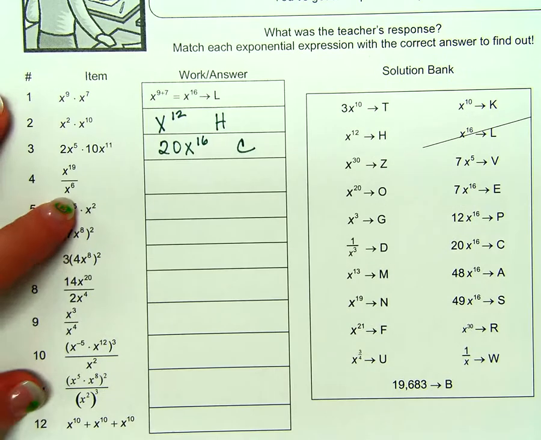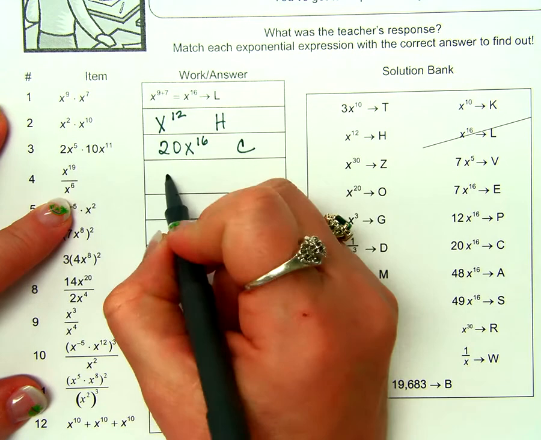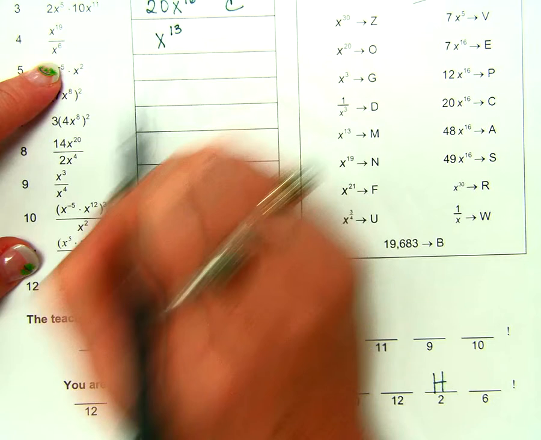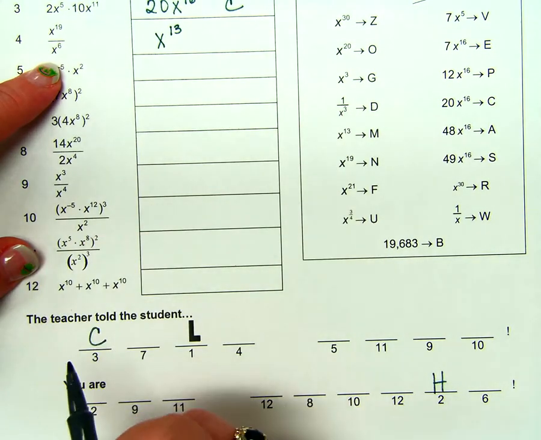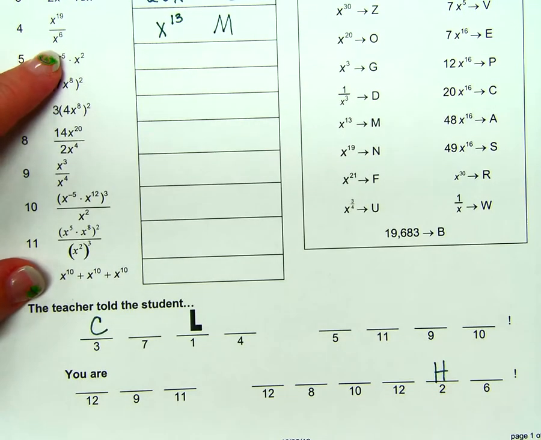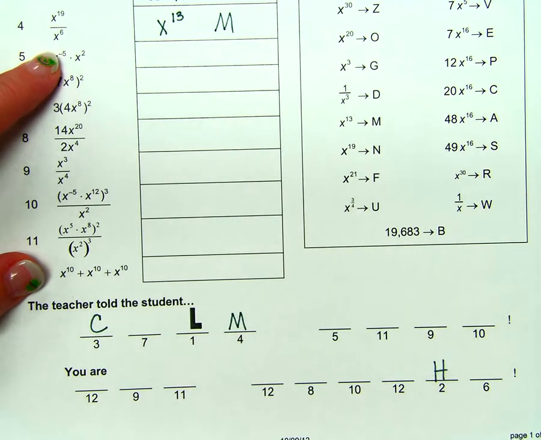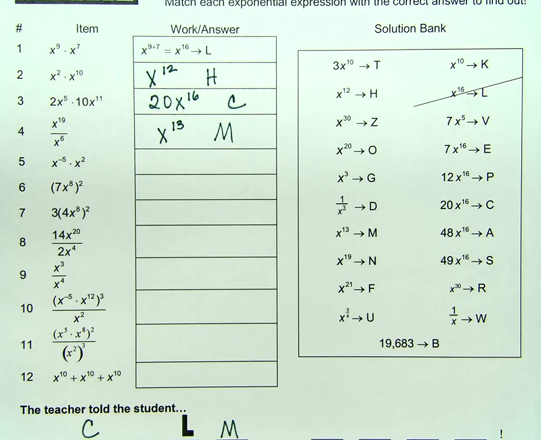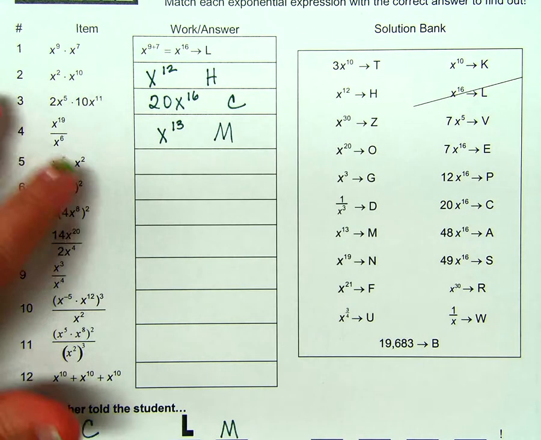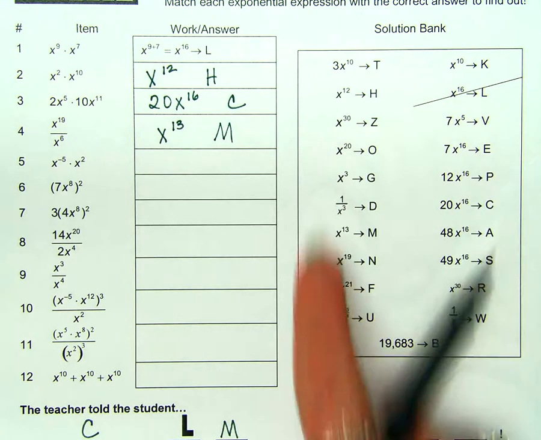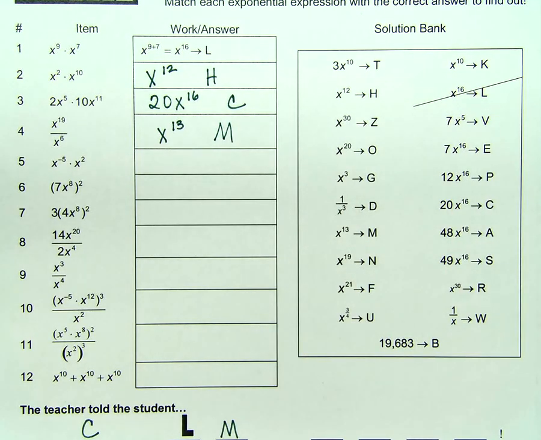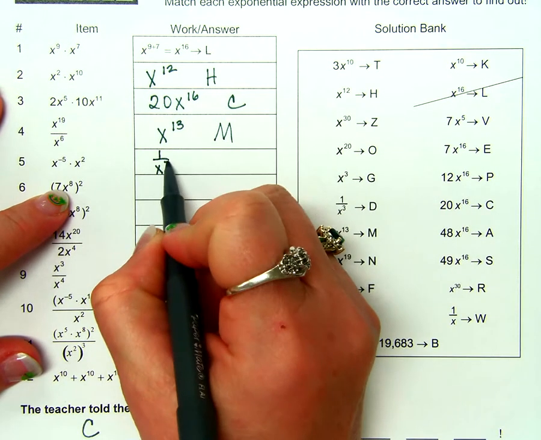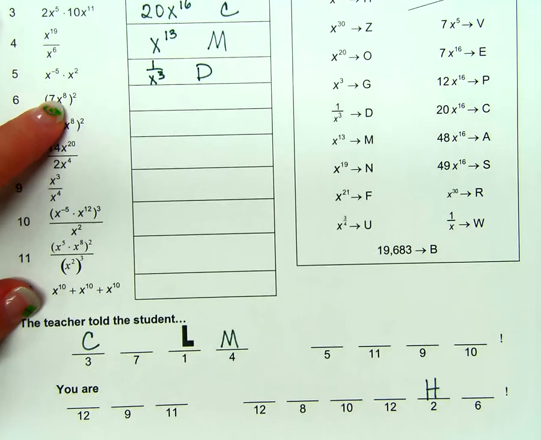What about 4? When we're dividing like bases, what do we do with the exponents? Subtract. Excellent. X to the 13th, which is M. So 4 is M. Number 5, multiplying like bases, what do we do with the exponents? Add. What's negative 5 and 2? There's not an x to the negative 3 over here. Why? Can't have a negative exponent, so we move it to the denominator. 1 over x to the 3rd is D. So 5 is D.